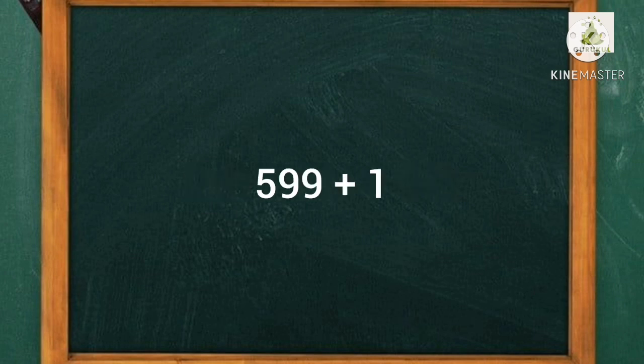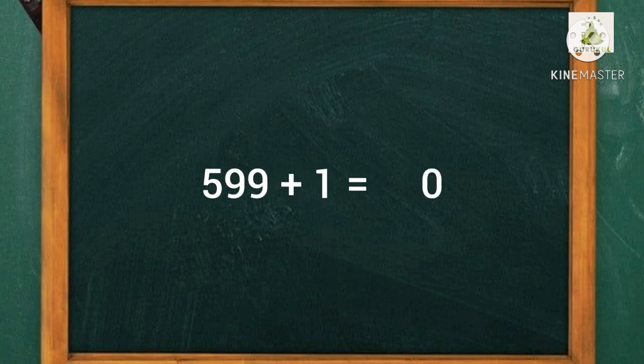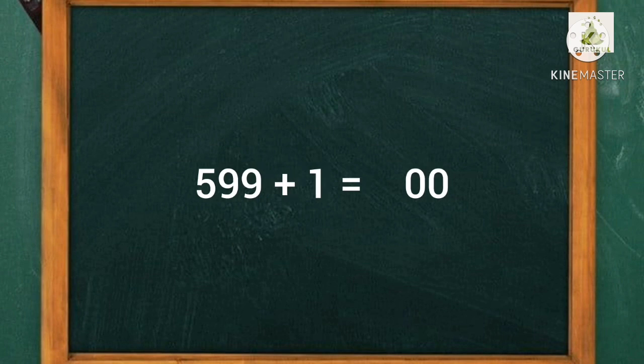599 plus 1. 9 plus 1 is equal to 10. 1 is carried over. You write 0 over here. Now in tens place we have 9. So 1 that was carried over plus 9 is equal to 10. Again carry over 1 and write 0 over here. Now in hundreds place we have 1 plus 5 which is equal to 6. So our answer is 600.